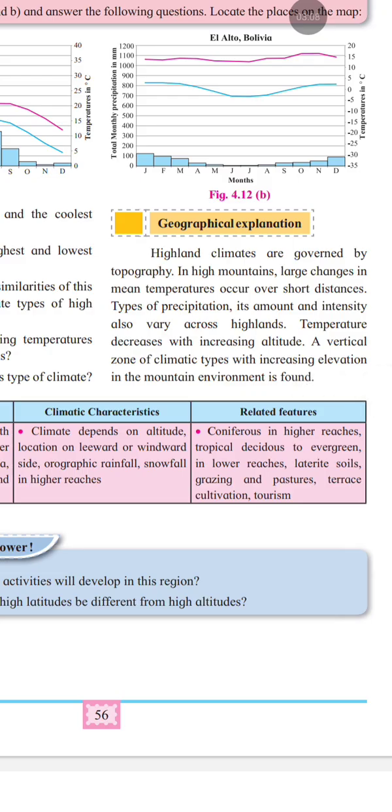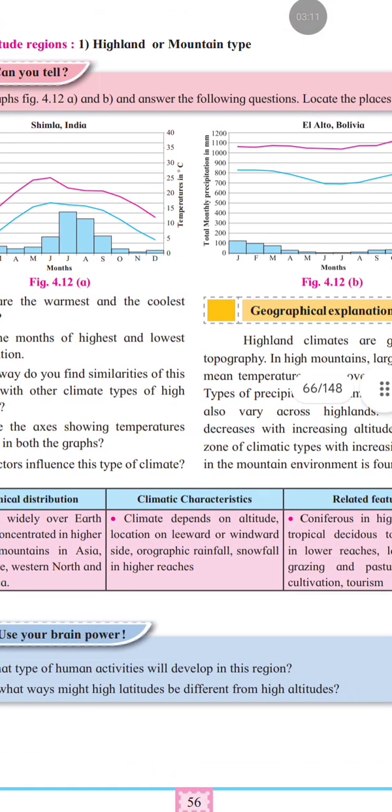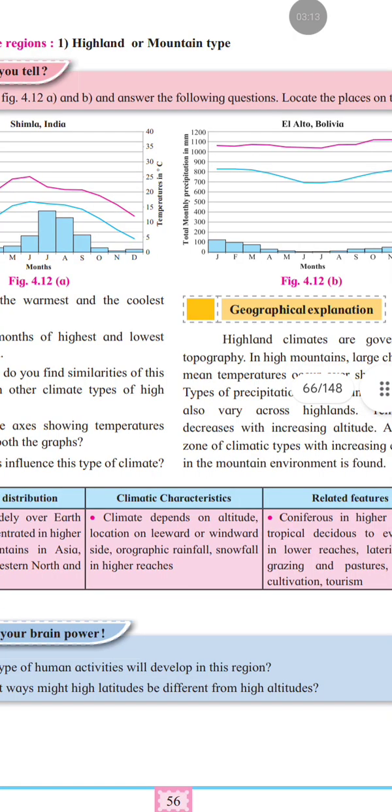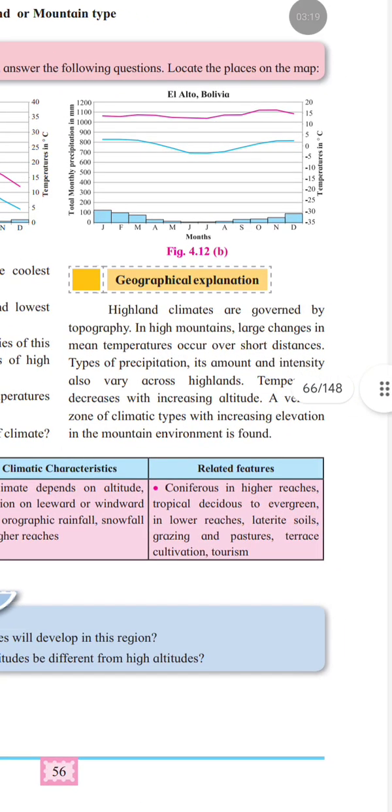Topography means the physical features and relief of the land, especially the height and slope of the mountains. In mountainous regions, even a small horizontal distance can have a large difference in altitude. And because the temperature decreases as altitude increases, temperature can change considerably over a short distance.